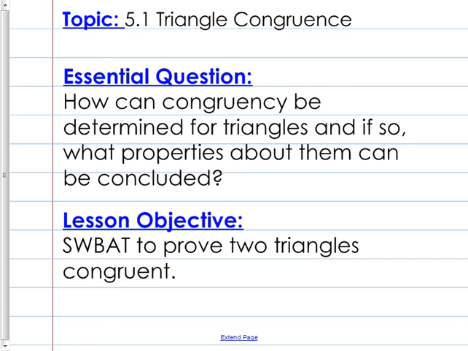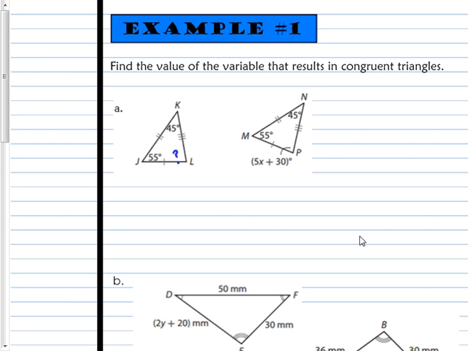So let's get started. Now imagine, for example, 1A, that there is a little question mark on that first triangle. But it says find the value of the variable that results in congruent triangles. Well, I noticed that this is 45 degrees, and this is 45 degrees, and this is 55 degrees, and this is 55 degrees. So we know that 180 degrees are in a triangle.